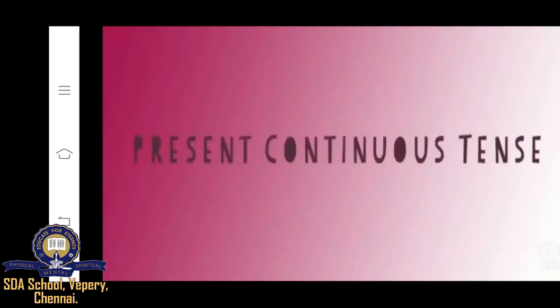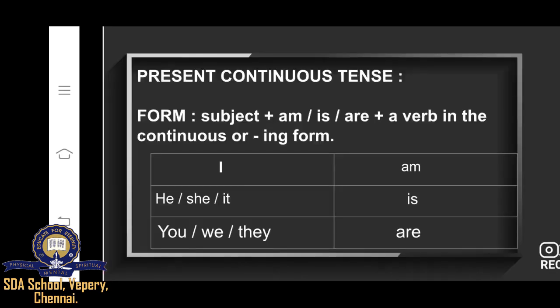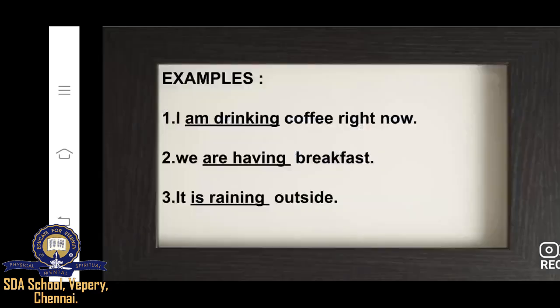The next one is present continuous tense. We make the present continuous tense with the subject plus am or is or are plus a verb in the continuous or ing form. If the subject is I, we use am. If the subject is he, she, it, we use is. If the subject is you, we, they, we use are. For example, I am drinking coffee right now.